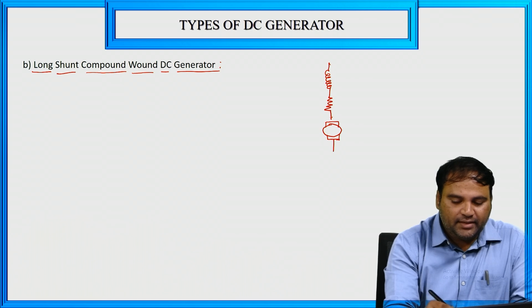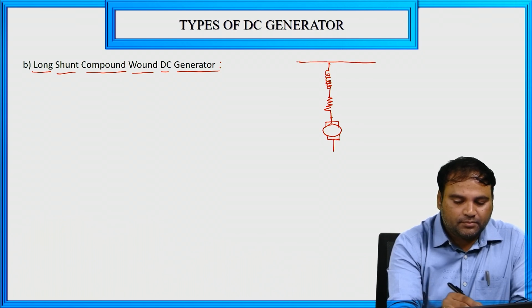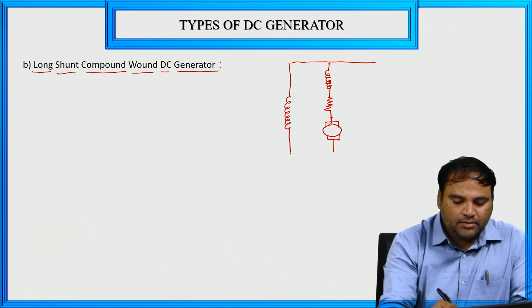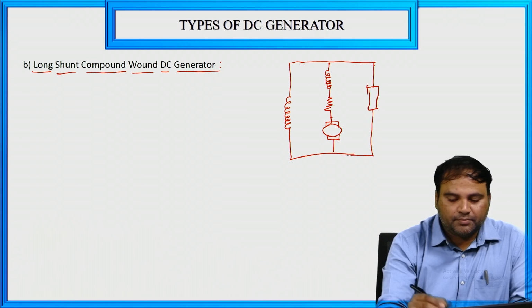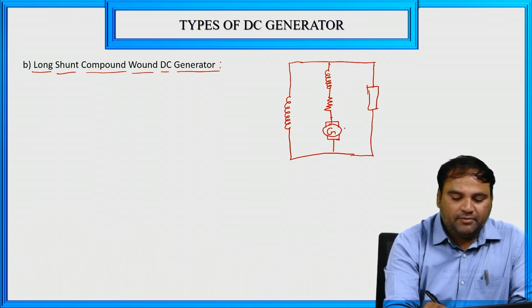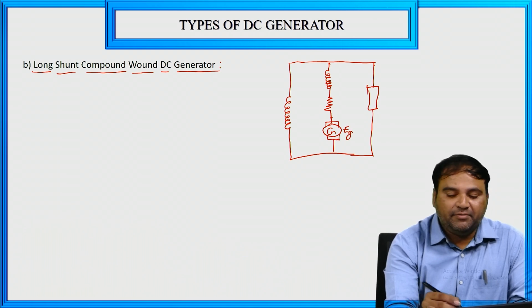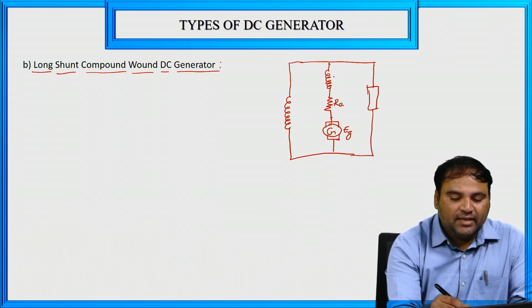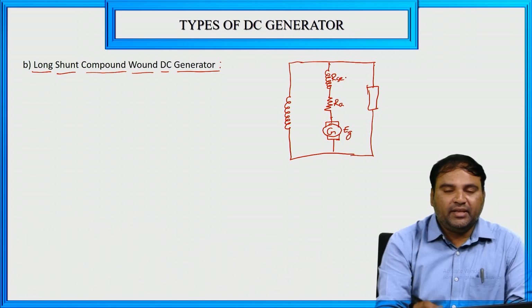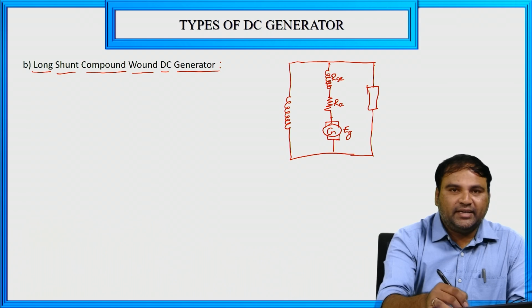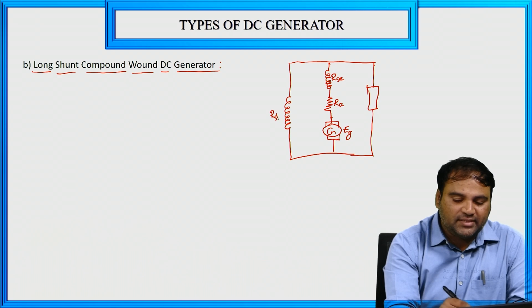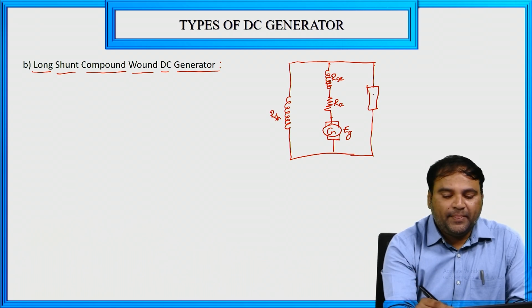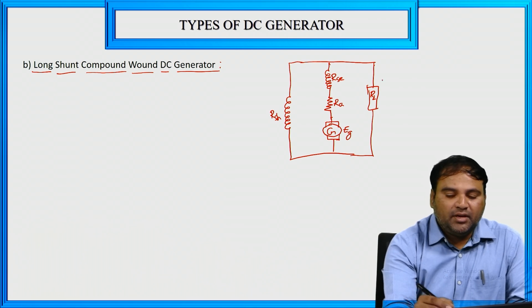So here is the generator, the shunt field winding, and this is the load. For this generator, we have the generated EMF, this is the armature resistance, and this is the series field resistance for the series field winding. These two are connected in series, and we have the shunt field winding. The shunt field winding has this amount of resistance, represented as RSH, and this is the load RL.